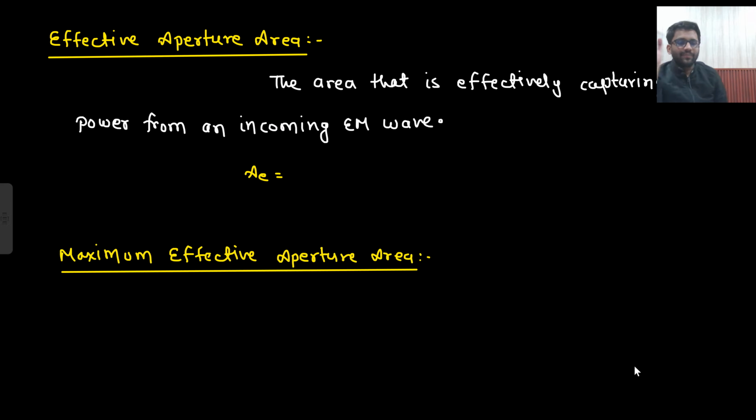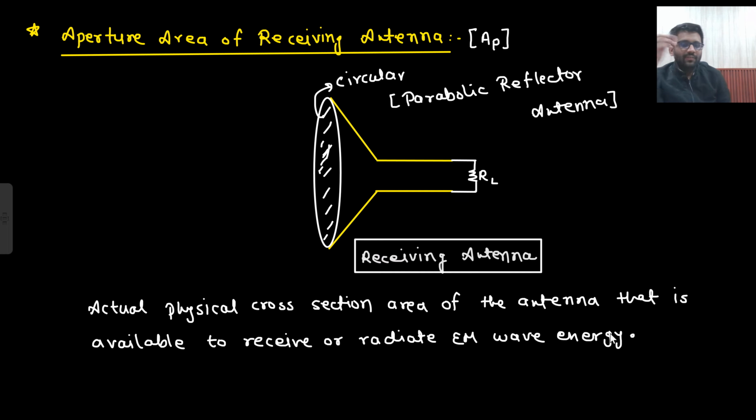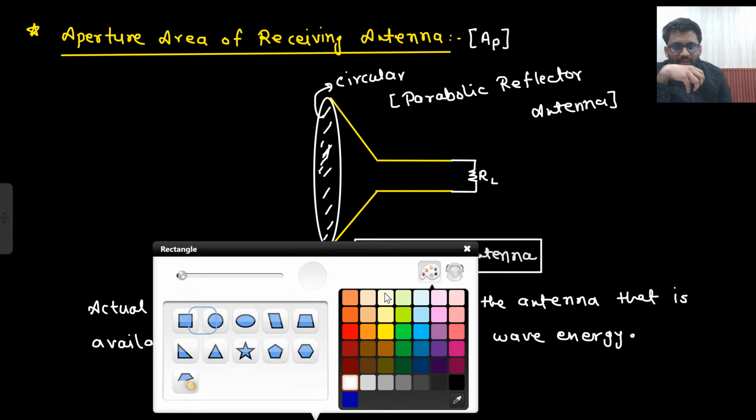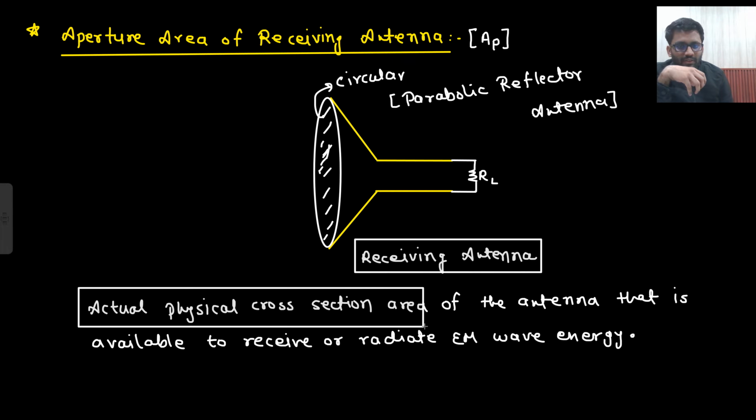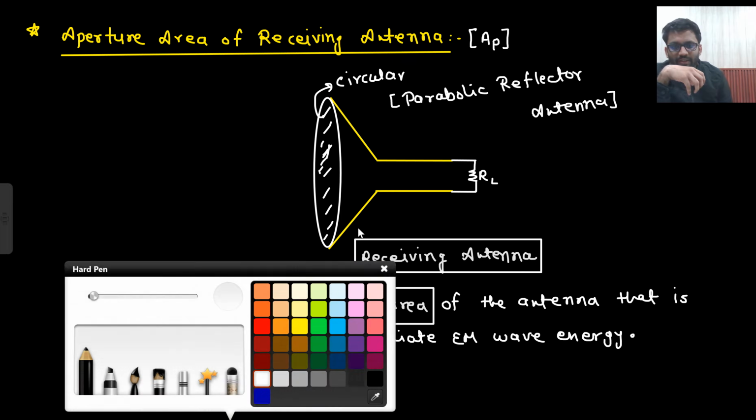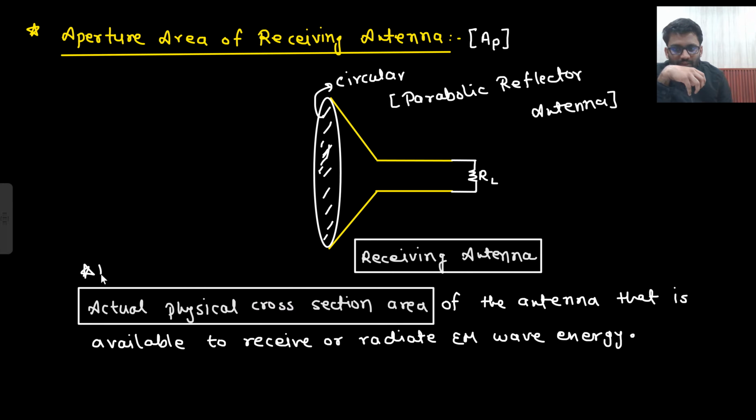Effective aperture area. So what was the first term? The first term was actual physical cross section area. It is very confusing for the student, so we will focus on it completely. This is the actual physical cross section area. Focus on this term. This is the actual area that is available.